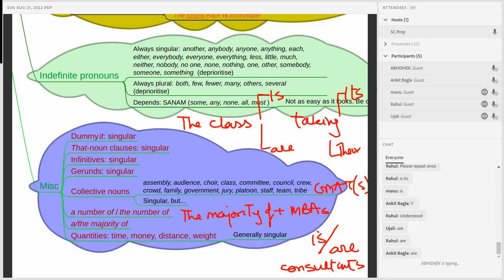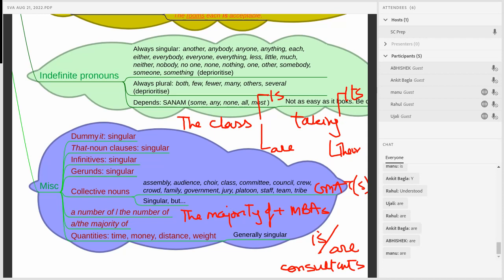Ujjal is going straight away with R. Rahul's going with R. Okay. Everyone seems to be going with R. Manu? Manu's not sure, he's thinking about it. Oh, Manu's also going with R. Fair enough. Okay, this was much easier than I thought it would be. So you guys already know this then. The majority of plus plural noun goes plural.